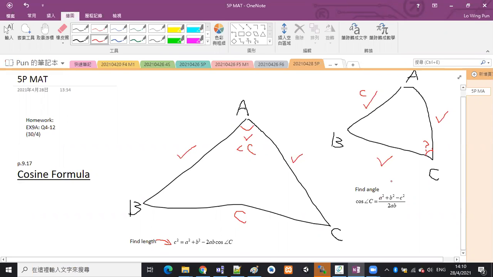To find angle, we will make cosine angle the subject first, and then do the calculation on the right, and finally we will use shift cosine at the right hand side as the angle C.